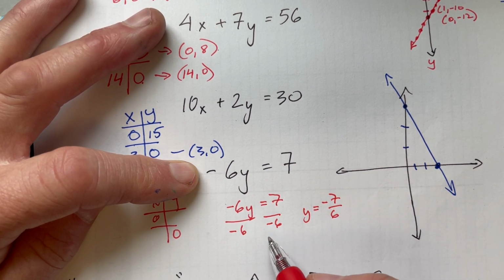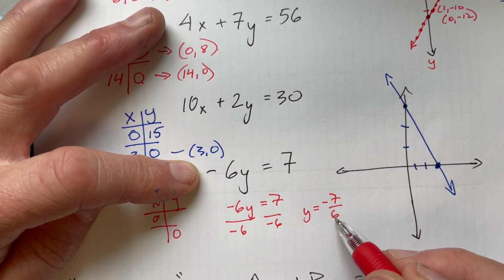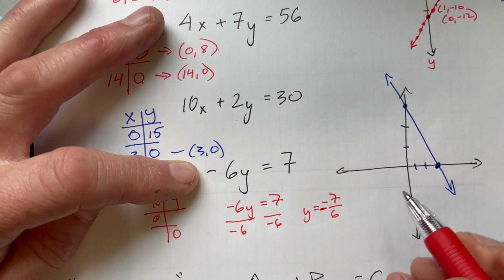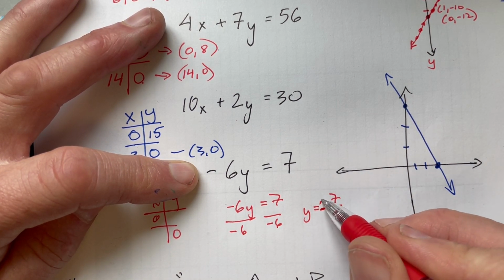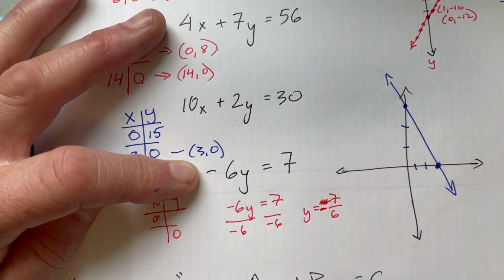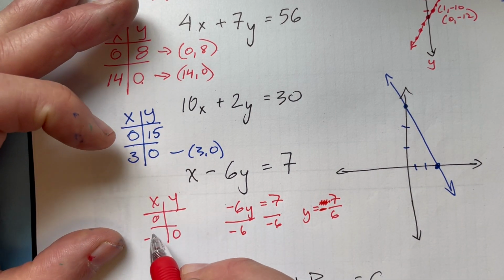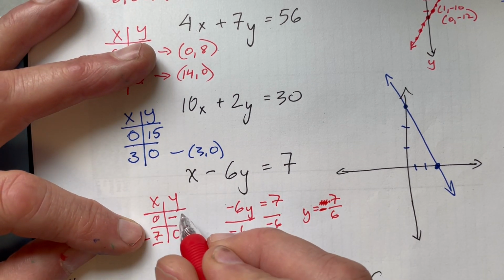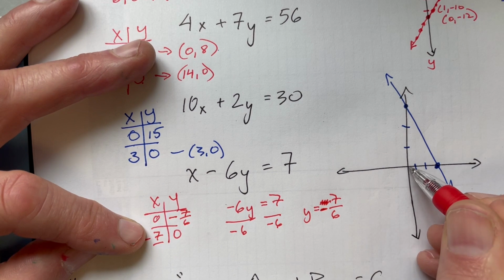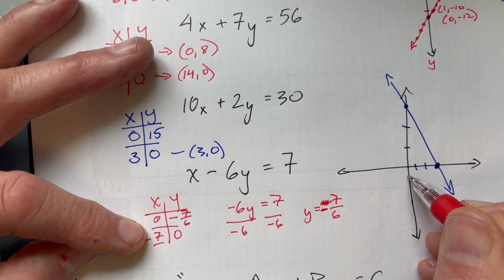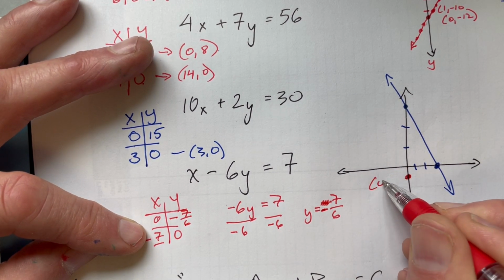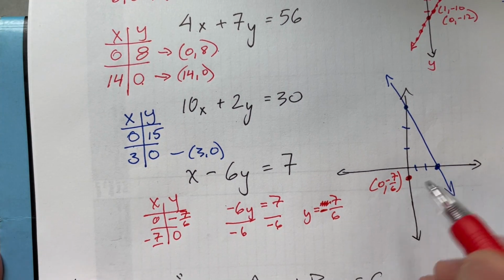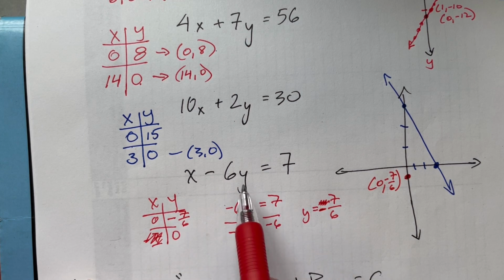-7/6. Don't write 7 over -6. We tend to put the negative in the numerator or alongside, like right here. You could also do it like that and not write it there, -7/6. But that's -7/6, like that. Sorry, when x is 0, I wrote it in the wrong place, -7/6. So when x is 0, I'm going to go down just a little bit more than 1 right there. And I will just label it 0, -7/6.